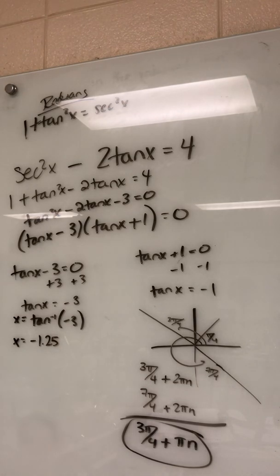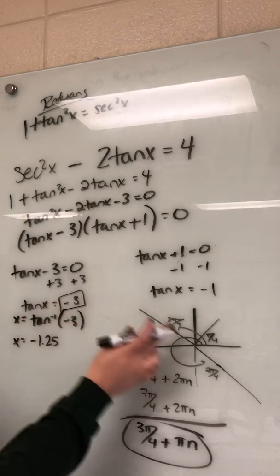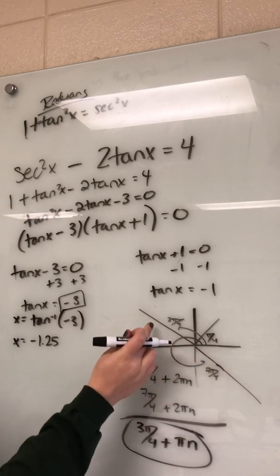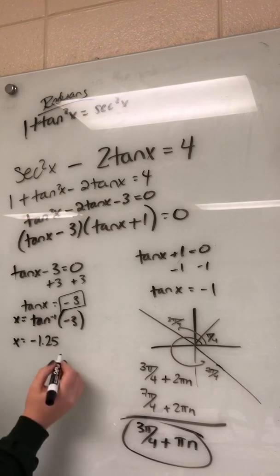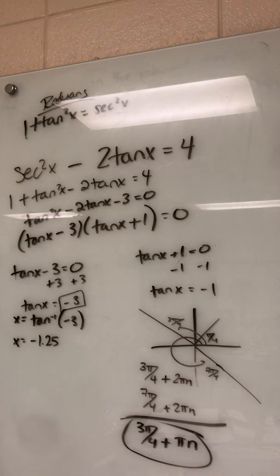But at this point, I need to stop and think. I should have 2 answers for this. Why should I have 2 answers for this? Well, because tangent is negative, again, in these 2 quadrants. So how do I get from this one to this one? I would just add pi. So one of my answers is negative 1.25. Add pi to it. So my other answer is 1.89. Is that right?